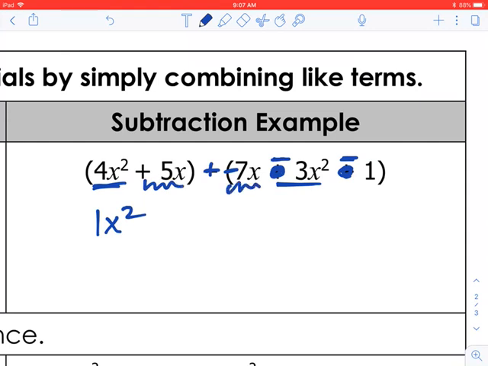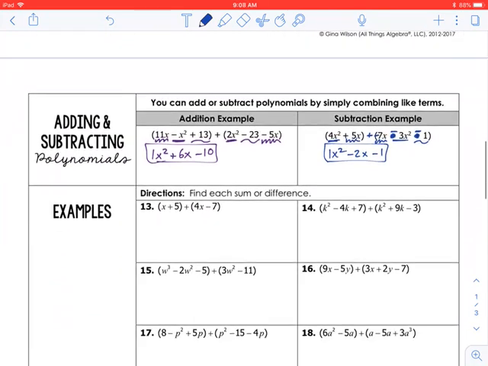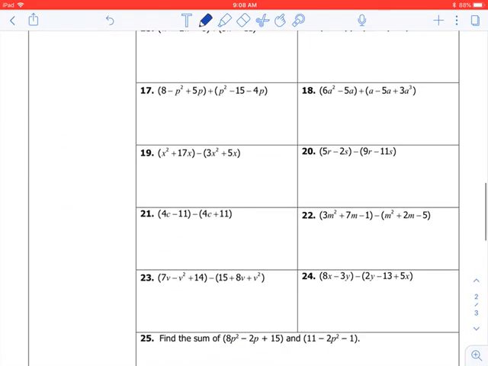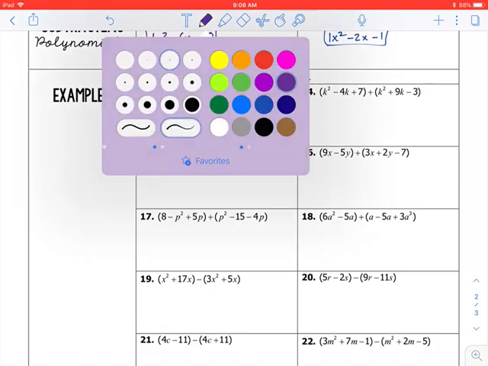5x minus 7x is negative 2x. And then we only have one constant, which is negative 1. And there we go. Okay, so let's go through some examples here, and then that'll be all for today.